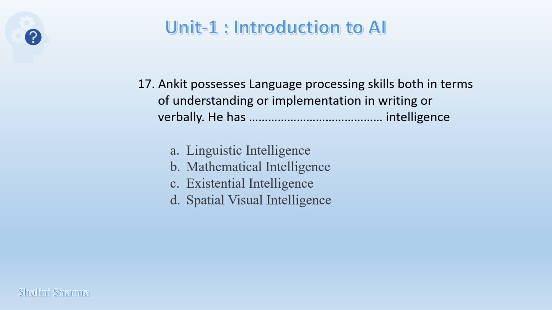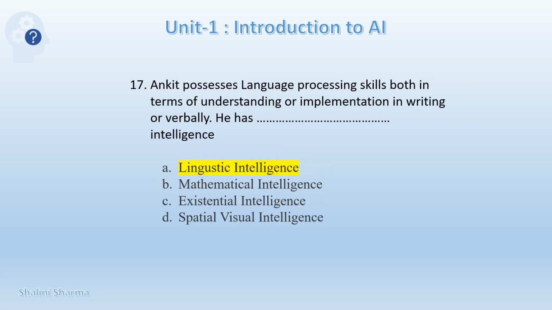17th question. Ankit possesses language processing skills both in terms of understanding or implementation in writing or verbally speaking. He has dash intelligence. Option A, linguistic intelligence, option B, mathematical intelligence, option C, existential intelligence, option D, spatial visual intelligence. The correct response is linguistic intelligence.